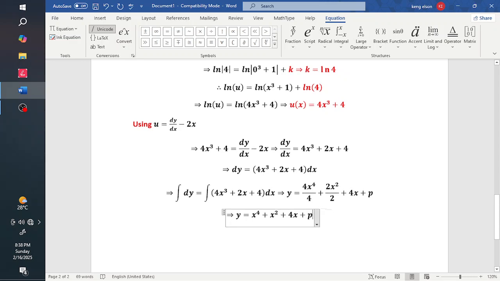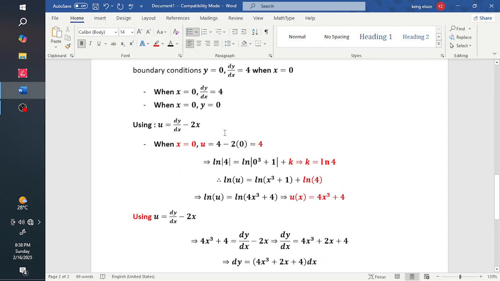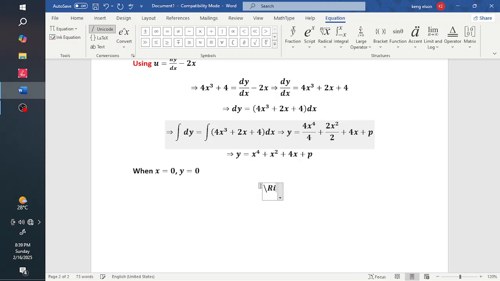Now we need to find the value of p, so we still use our initial condition. When x is equal to 0, y is equal to 0. Remember, we never used this initial condition. So what does this tell us? This tells us that 0 will be equal to 0 to the power 4 plus 0 to the power 2 plus 4 times 0, then plus p. Oh sorry, it's 4x, so it's 4 times 0. So from here we realize that p is just equal to 0. And if p is 0, we can conclude that y is just equal to everything here except p, because p is 0. So that is the value of y.